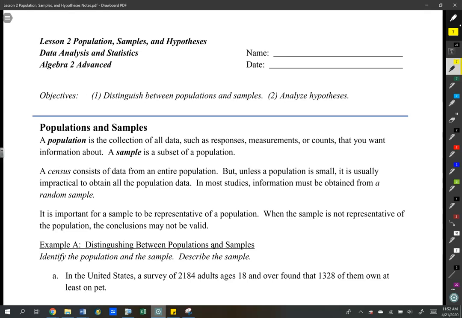Hi, everybody. Today we're looking at Lesson 2, Population, Samples and Hypotheses. So we have some definitions here, and I would suggest you have your notes out and you have a highlighter out.